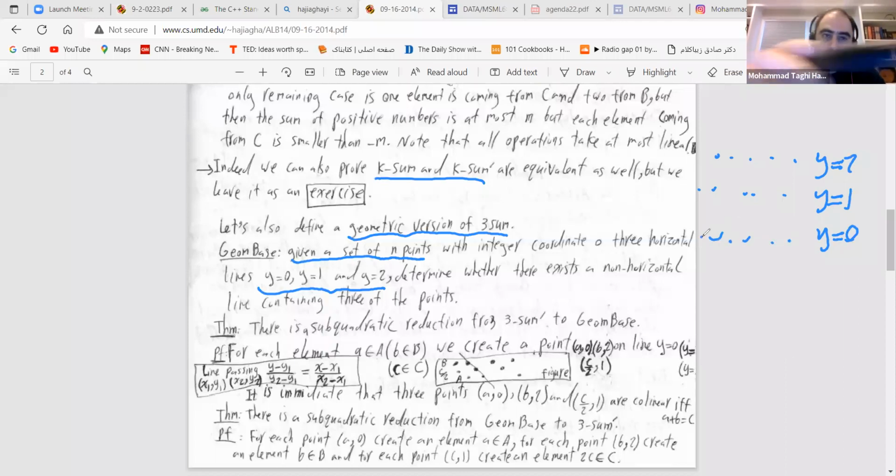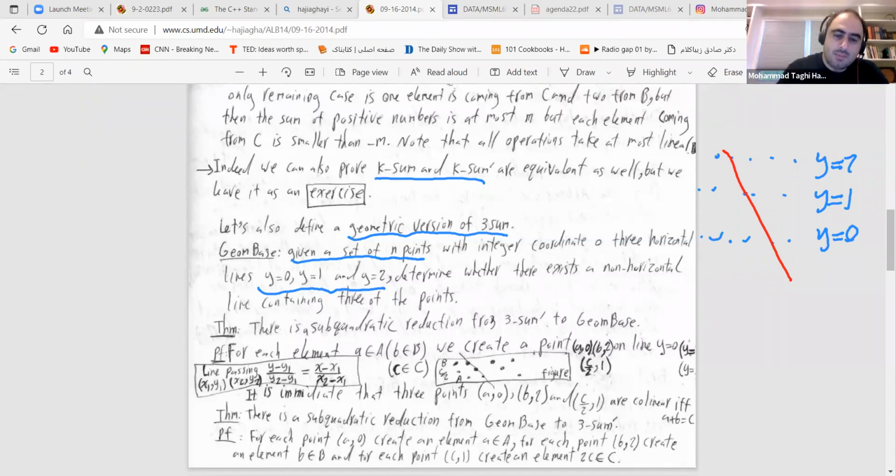And so the question is whether there is a line that goes through three of them or not. And that should be a non-horizontal line. It always should pass through that. Whether there is such a thing that exists or not. So how can we guess this one?